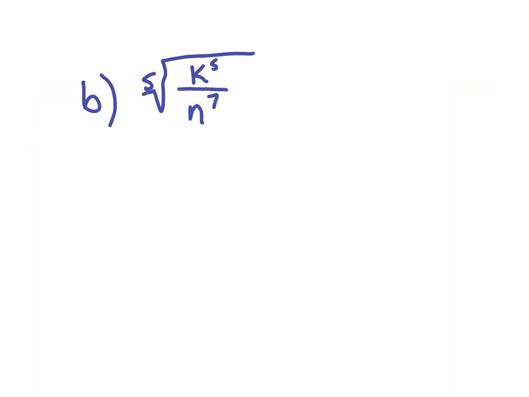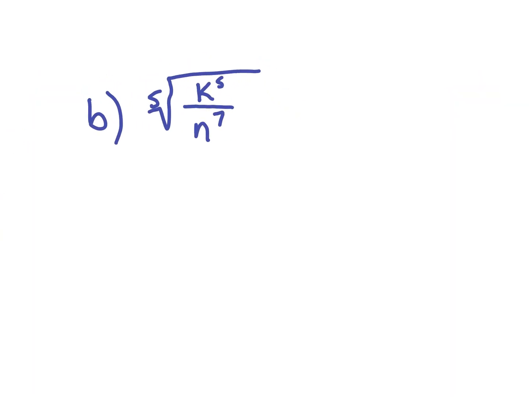All right, for B, we have the 5th root of k to the 5th power divided by n to the 7th power. So we can't have a fraction inside our radical, so let's break it apart. We have the 5th root of k to the 5th power over the 5th root of n to the 7th power.